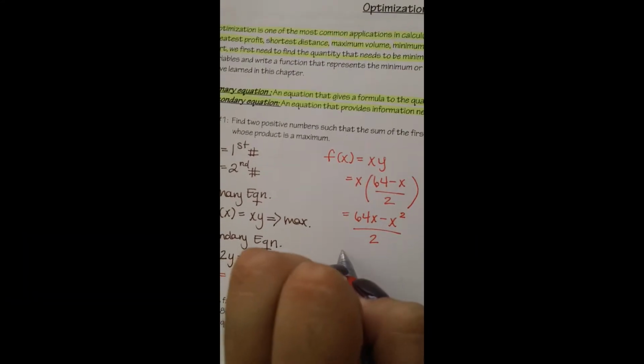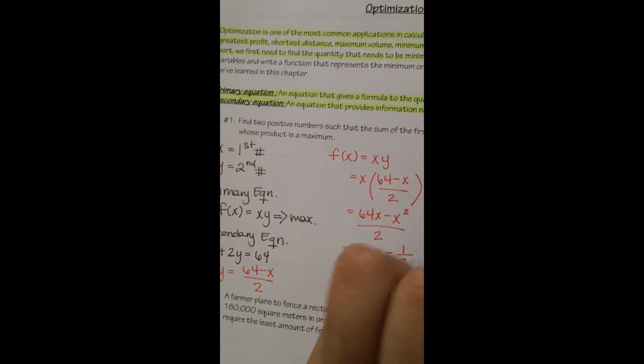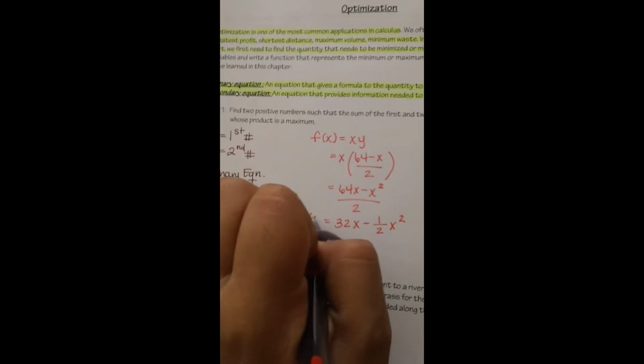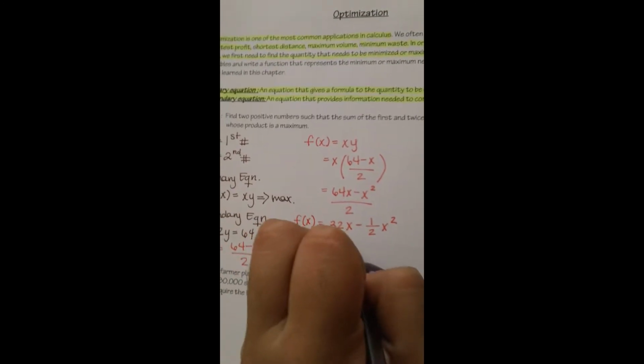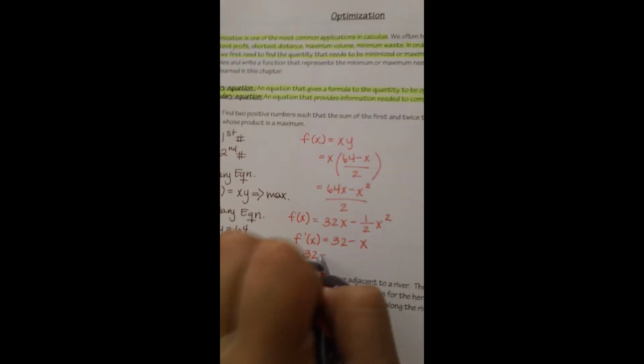And we can simplify it to be 32x minus 1/2 x squared. And then we're going to take the derivative of this function. So f prime will be 32 minus x. We're going to set it equal to 0. So 32 minus x equal to 0, and x will equal 32.